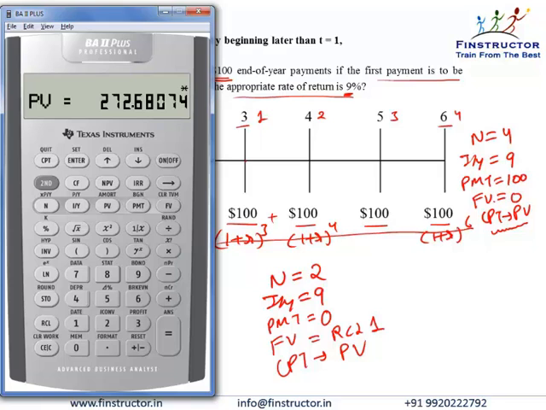272.68074. Just to refresh, if you want to check any of the values that you've entered, supposing you're not getting this answer on your screen, you may want to check what you have entered. So just recall N. First press recall I/Y to verify that all the values that you've entered are correct.